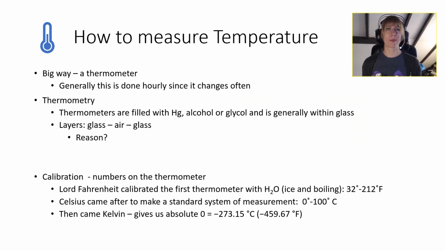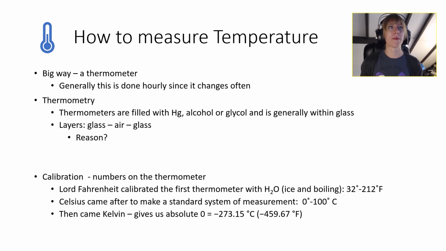So how do we measure this temperature? A big way is a thermometer. And this is usually done hourly due to energy hitting the Earth with constant changes, causing temperature to rise and fall all day. And this is why on your weather app you have a high of and a low of.